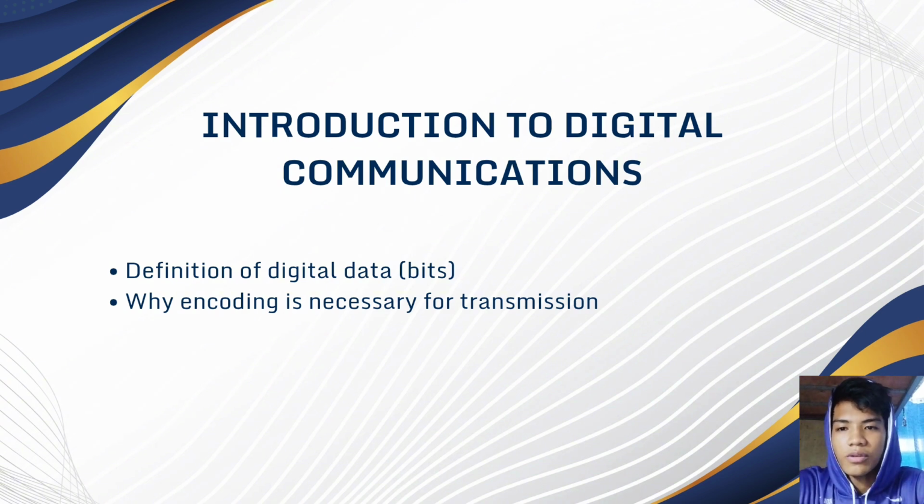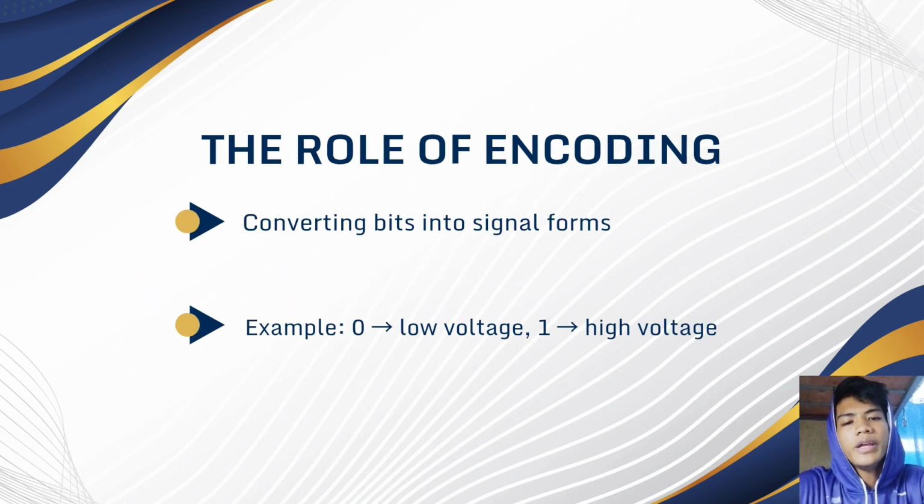Digital data is made of bits, which are simply zeros and ones. But we can't just send zeros and ones directly through cable or air. We need to convert them into signals that physical systems can carry. That's why encoding is so important. It bridges the gap between digital information and real-world communication channels. The role of encoding.